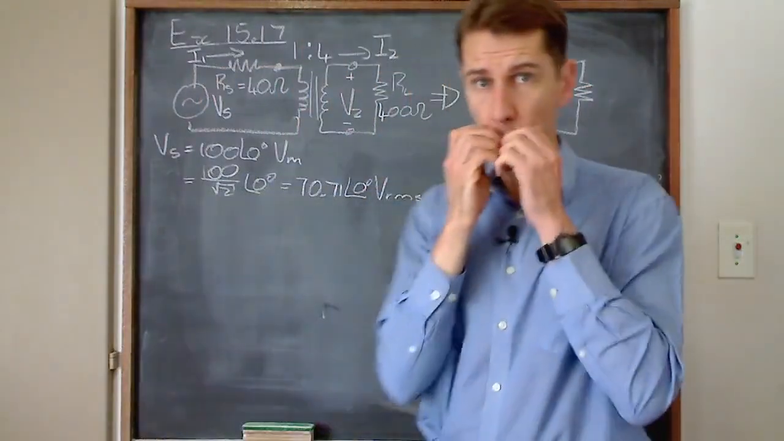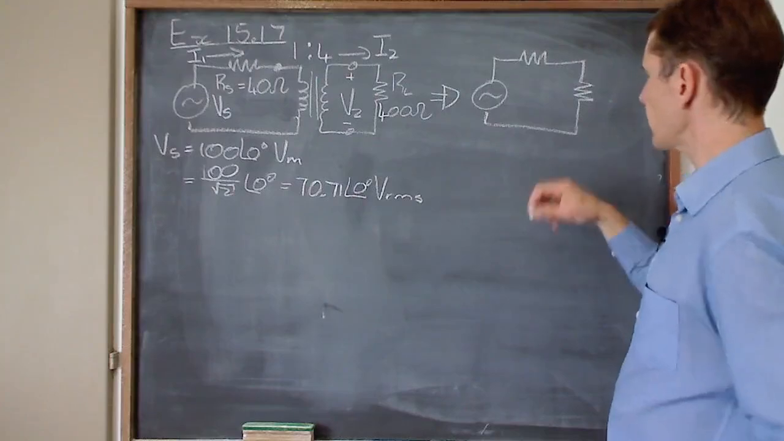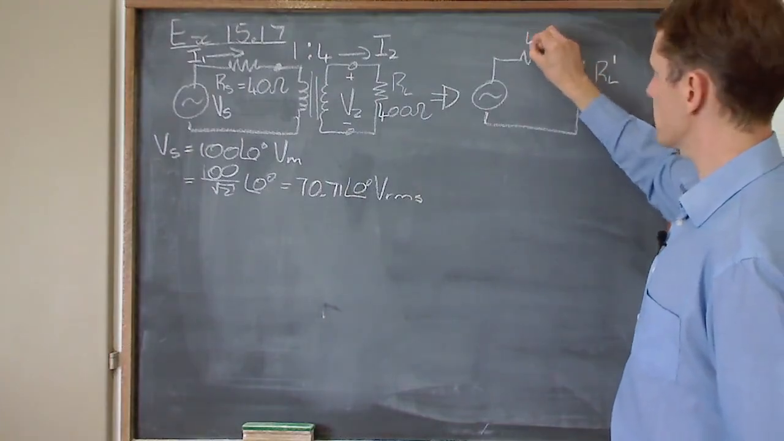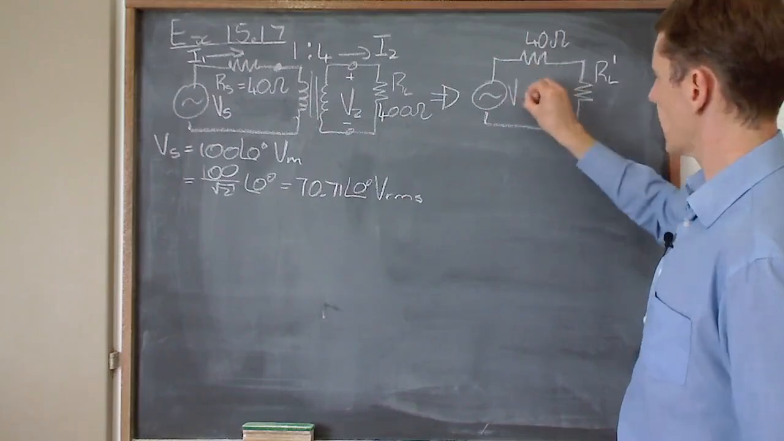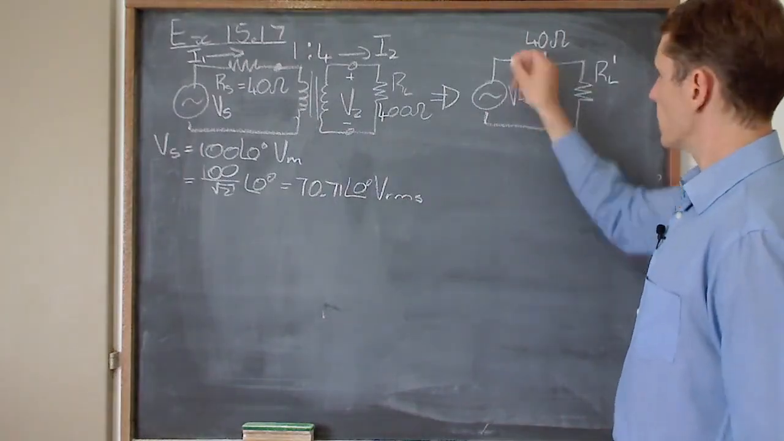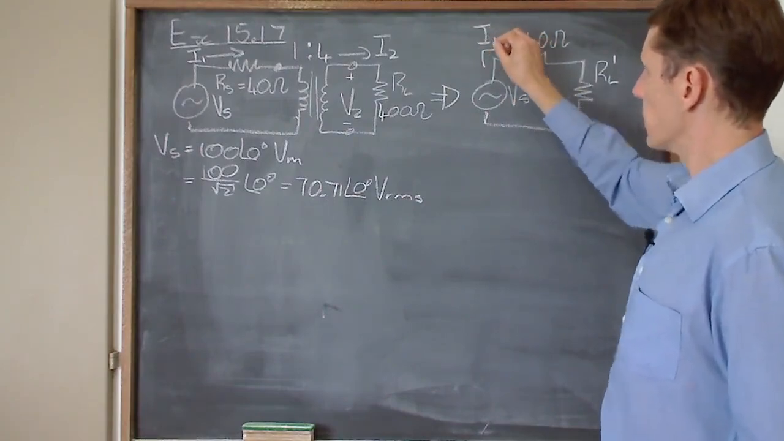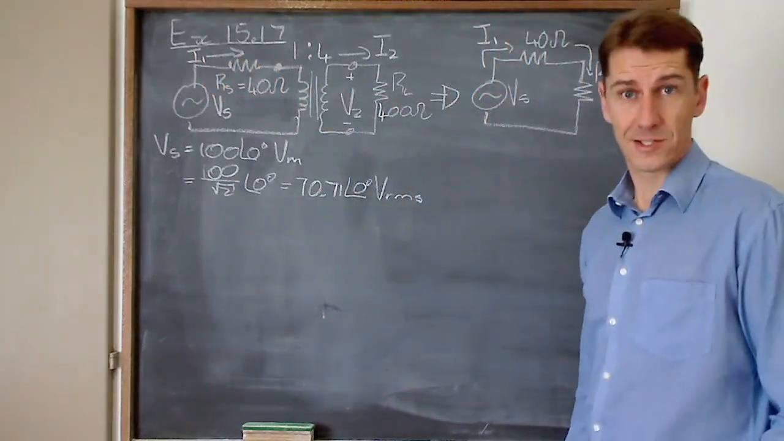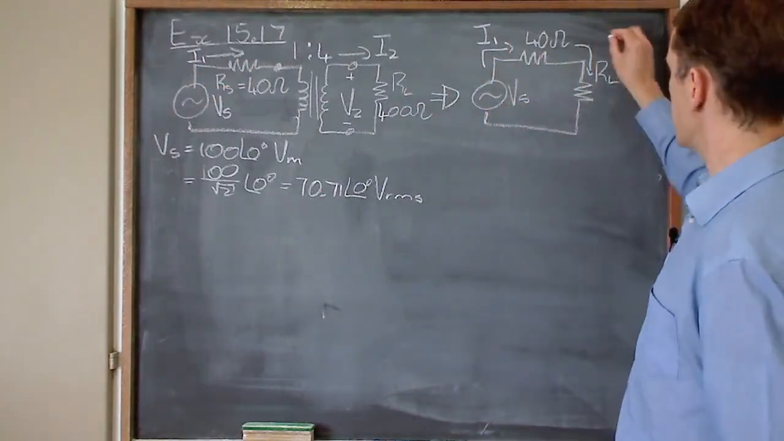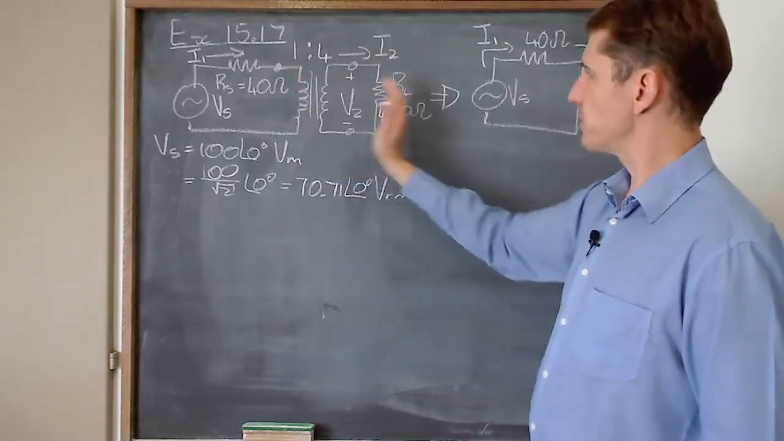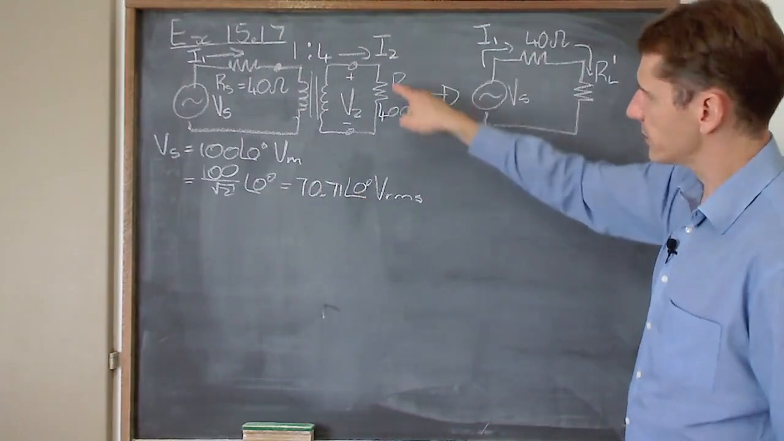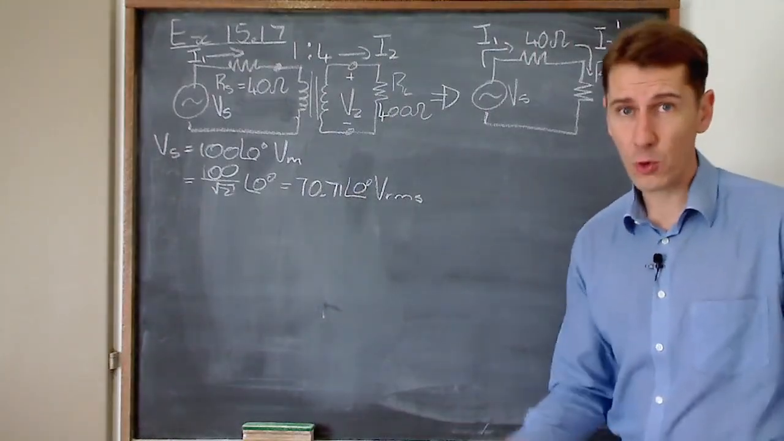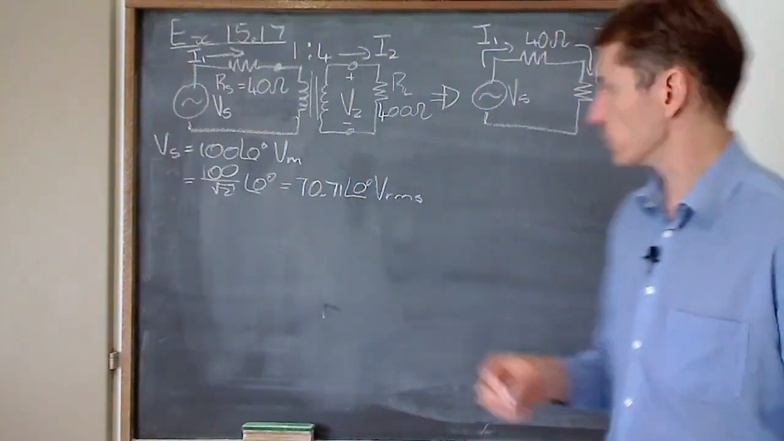What happens to the transformer? Gone. The transformer now disappears as this becomes RL prime. This is still going to stay 40 ohms. This is still our VS. Now you've got I1 coming around this corner. What's flowing around this corner now? It's still I1, correct? Everything is in series, but from the referred perspective, as I bring this RL across, I've got I2 flowing through RL, so this is going to be I2 prime, which equals I1.